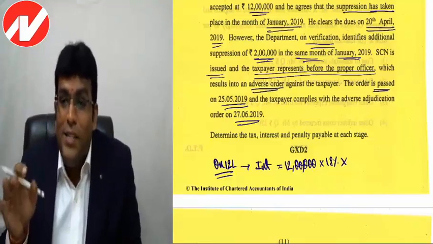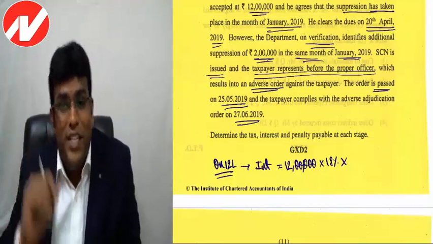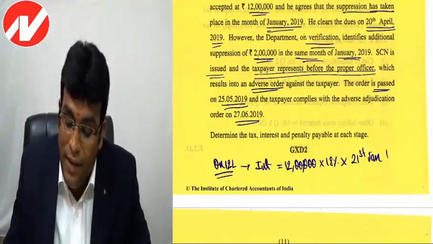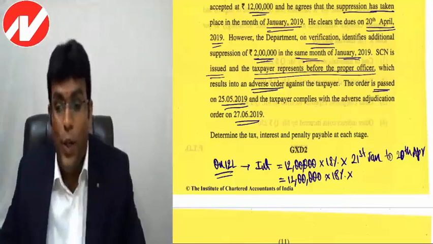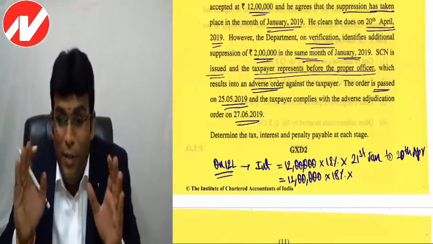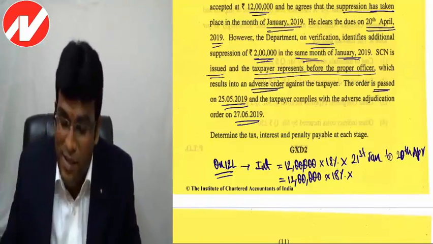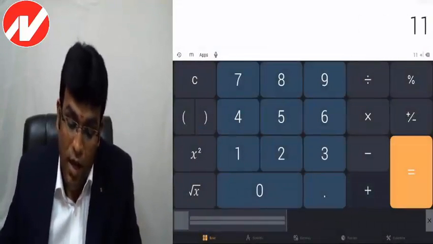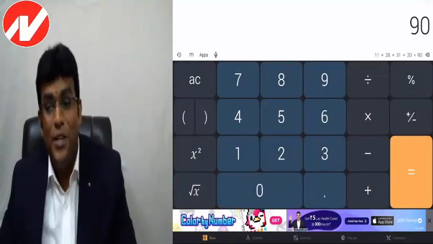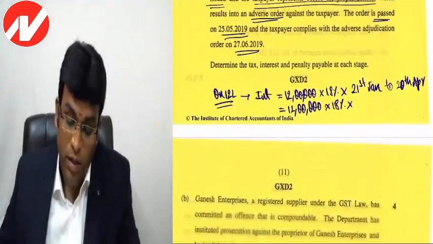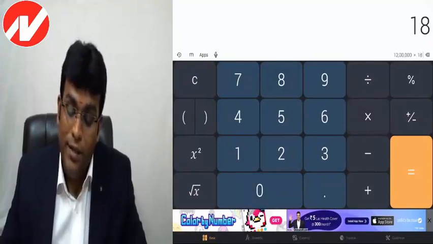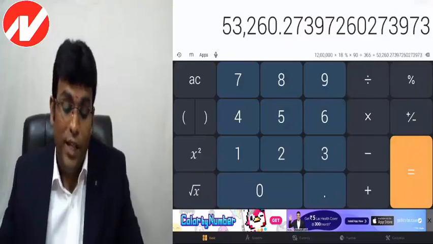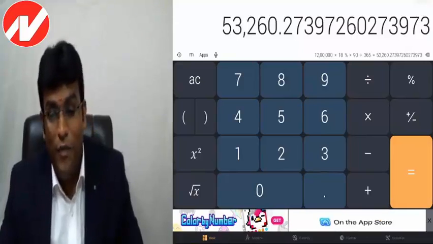Here, if I assume that suppression took place in the return filed in January, interest will run from 21st January to 20th April, which comes to 12 lakhs into 18% into how many days? January becomes 11 days, February 28 days, March 31 days, April 20 days. Total 90 days. So 12 lakhs into 18% into 90 divided by 365. The figure is coming to 53,260.27, so rounding off, 53,260.